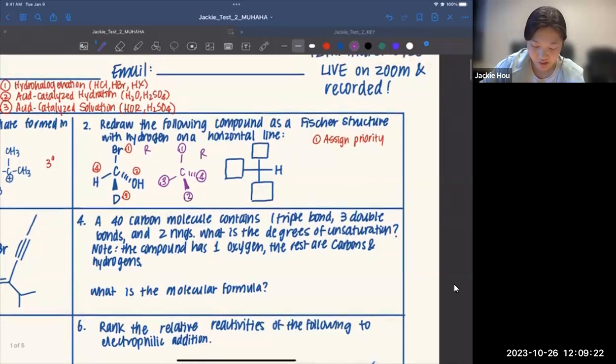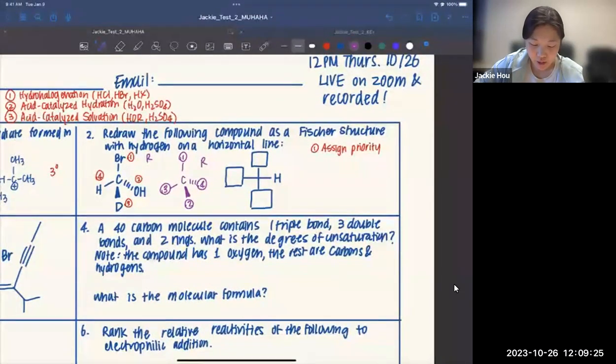Okay. And so now we want to redraw it as a Fisher structure. So remember, if the hydrogen, our lowest priority group, is on a horizontal line, our R is going to change into an S, and the S is going to change into R. The reason is that the Fisher structure has its vertical lines pointing away from us on the dash, and the horizontal lines are pointing toward us. So if our lowest priority group is pointing toward us, then the parent stereochemistry that we assign needs to be switched because we always want our last priority group on the dash.